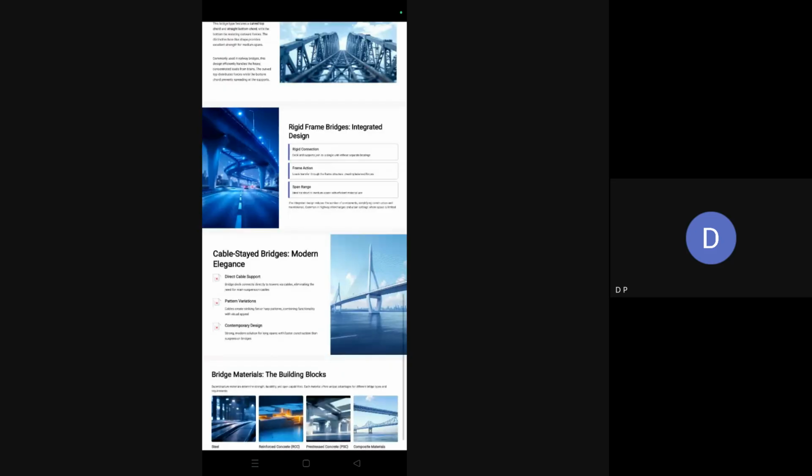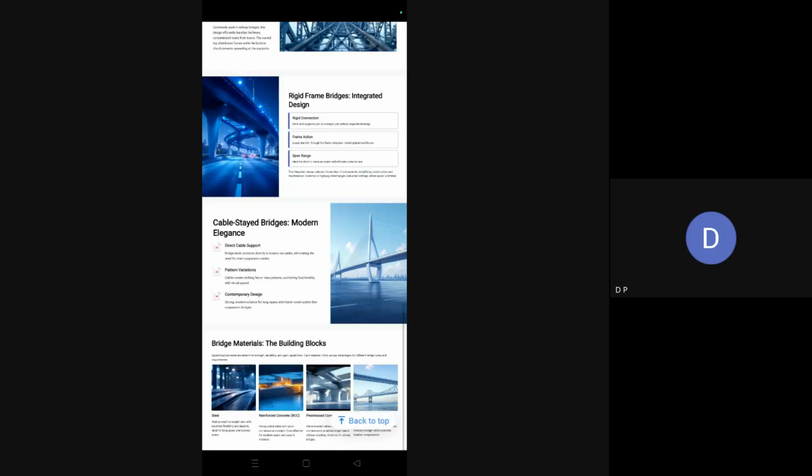Rigid frame bridges, integrated design. Rigid connection: deck and supports join as a single unit without separate bearings. Frame action: load transfers through the frame structure, creating balanced forces. Span range: ideal for short to medium spans with efficient material use.